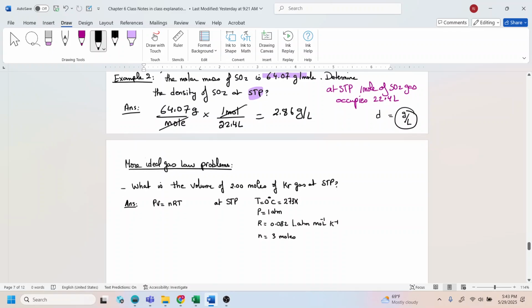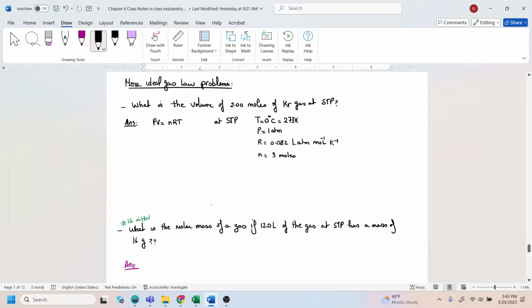Okay. More ideal gas problems. These are similar to the ones in your homework, you guys. So what is the volume of 2.00 moles of krypton gas at standard temperature and pressure? So I can give you something like this, do not give you any temperature or pressure there, and say just STP. So you have to directly deduce that the temperature is 0 degrees Celsius and the pressure is 1 atmosphere. You already know what the R is. This is a constant, you guys. Write it down.